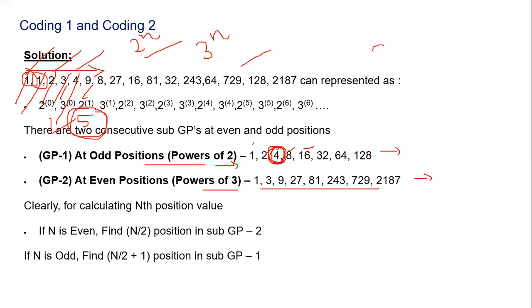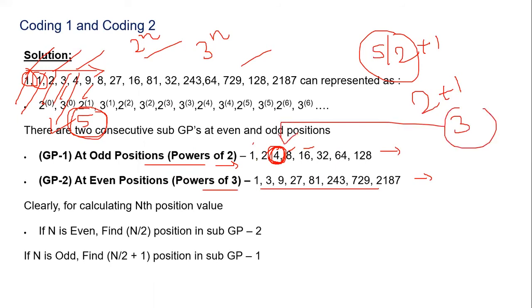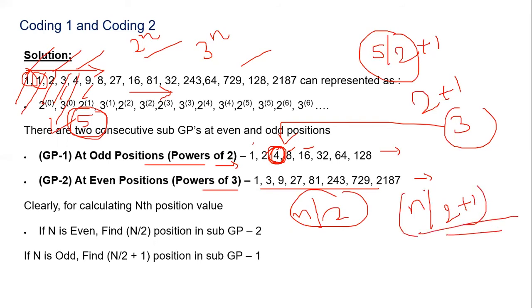So how do I have to calculate? I have to calculate 5 upon 2 plus 1. This is how I will calculate. 5 upon 2 will give me 2. Adding 1 will give me 3. And this is how I'm going to reach there. Whenever these kinds of things come, even is very simple, n upon 2, but for odd it is going to be n upon 2 plus 1. Always remember this logic.